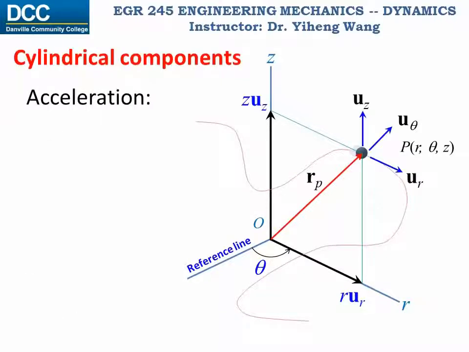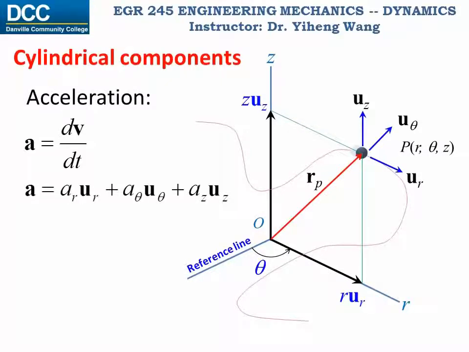And for the acceleration represented in the three-dimensional cylindrical coordinate system, no surprise here, it is still defined as the time derivative of velocity vector. It also has three components along the r, theta, and z direction respectively.